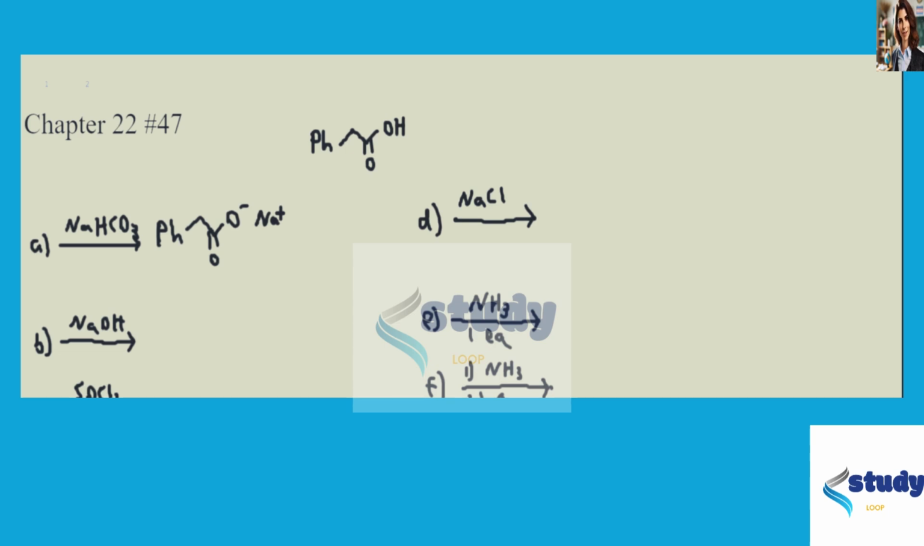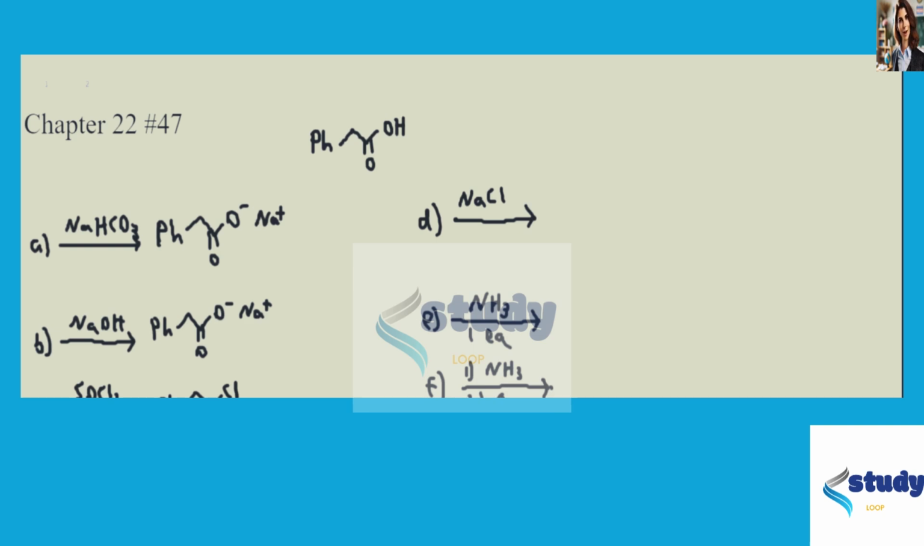Okay, so that's A. For B, again, B is a base, and so the exact same thing is going to happen as in A. We will deprotonate, and we'll have the sodium ion as our counter ion. Okay. C, we're using thionyl chloride. Remember, thionyl chloride takes a carboxylic acid to the acid chloride. And so we'll have an acid chloride for our product there in C.